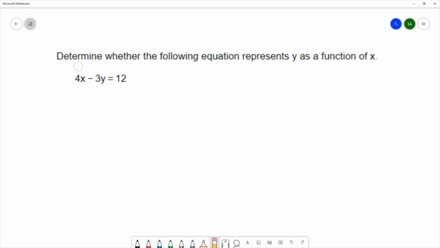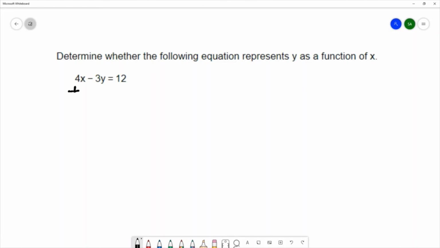This question says, determine whether the following equation represents y as a function of x. Our equation is 4x minus 3y equals 12. And in order to determine if we have y as a function of x, we want to rewrite this equation with y equals. So I'm going to solve this equation for y.